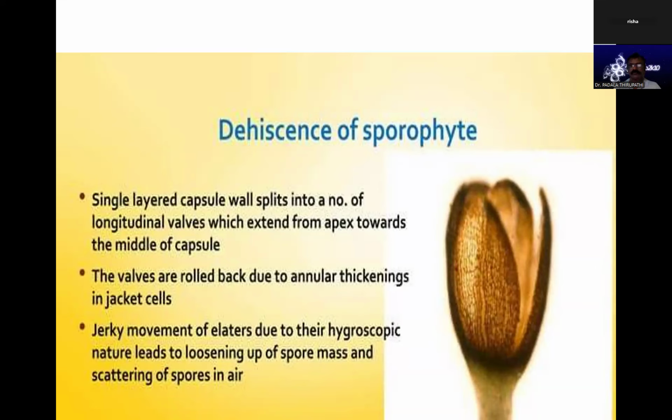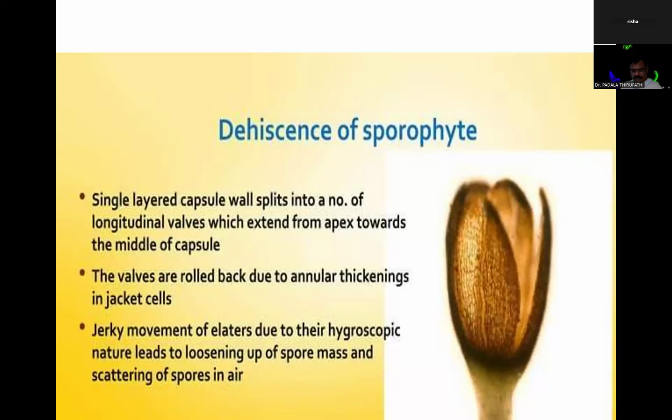The single layered capsule wall splits into a number of longitudinal valves. Here you are seeing the valves, which extend from the apex toward the middle of the capsule. Like a normal fruit capsule breaks, here also the capsule is broken down into many, 4 or 5 parts, valves, and due to that spores are released. The valves are rolled back due to the annular thickening in the jacket layer. So they fold back.